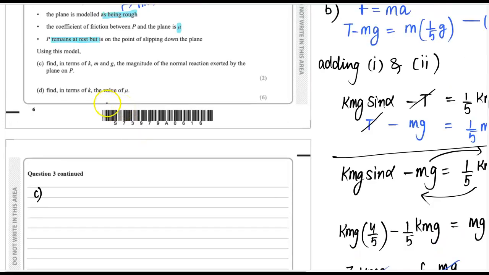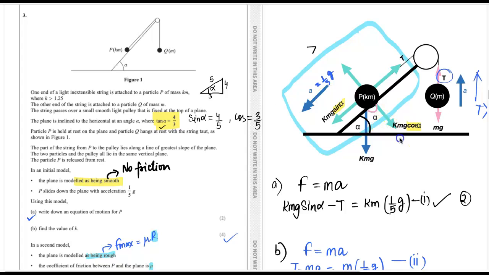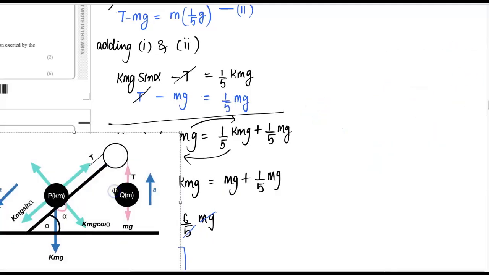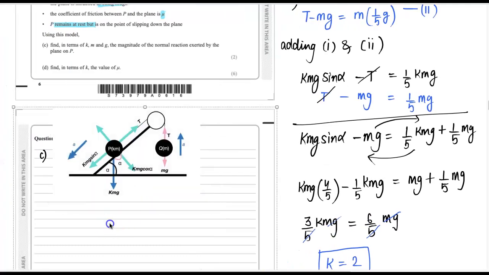For the C part, we need to find out the magnitude of the normal reaction exerted by the plane on P. So shall I take this structure down there? If I copy it, okay, move it down, right. So we have it here. Now we have to talk about resultant normal reaction. So normal reaction R is acting upwards, which is opposite to kmg cos alpha. So R equals kmg cos alpha. We have to add one more thing which is added over here, that is the friction.